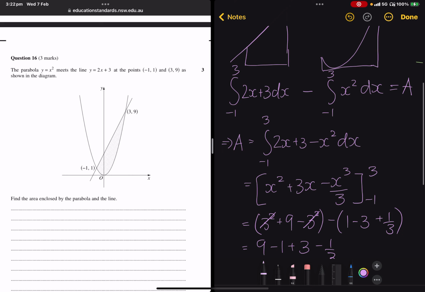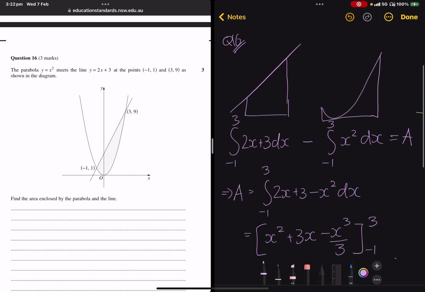Now this is a 3-mark question, and it's a pretty straightforward 3-mark calculus question. For the first mark, you have to provide some kind of integral expression for the area or equivalent. So something like setting up the fact that the area will be a difference of integrals as a single integral, 2 integrals, something like that.